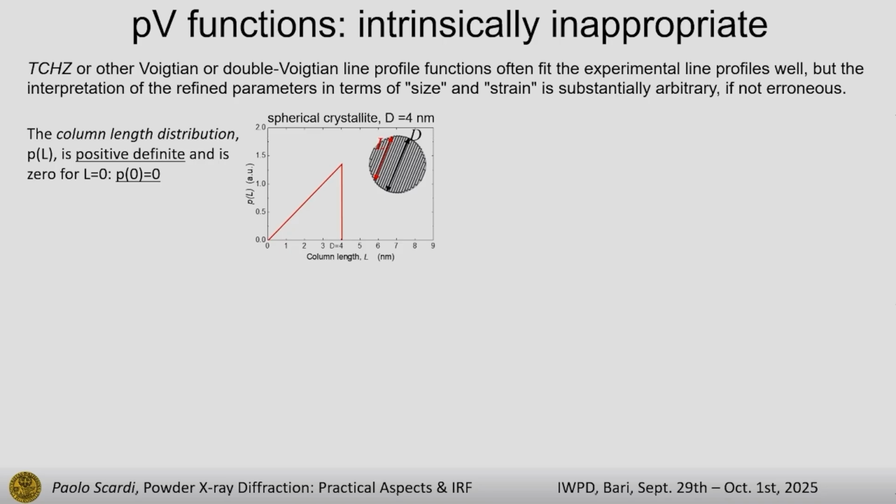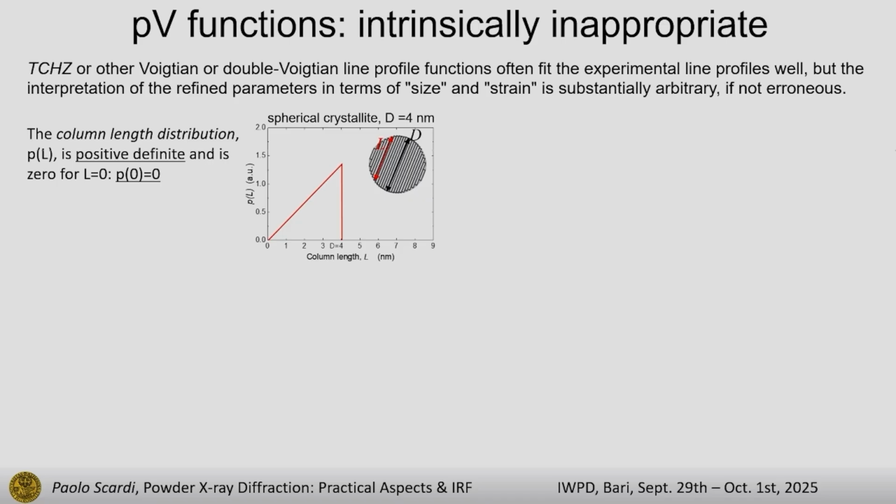For example, we just talked about this column length distribution. You remember the potato sliced in French fries. Now, think of a spherical grain, which is not a spherical potato. You can work out what is the column length distribution. It's this red line here. Very simple. It's pure geometry. So this is the column length distribution.